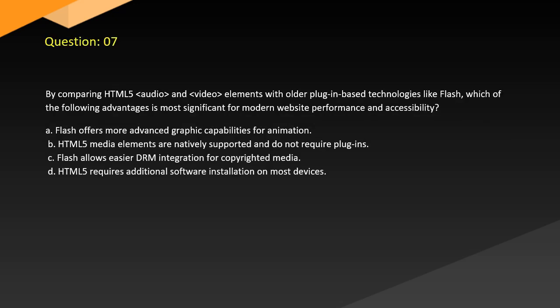Question 7. By comparing HTML5 audio and video elements with older plugin-based technologies like Flash, which of the following advantages is most significant for modern website performance and accessibility? A. Flash offers more advanced graphic capabilities for animation. B. HTML5 media elements are natively supported and do not require plugins. C. Flash allows easy DRM integration for copyrighted media. D. HTML5 requires additional software installation on most devices.